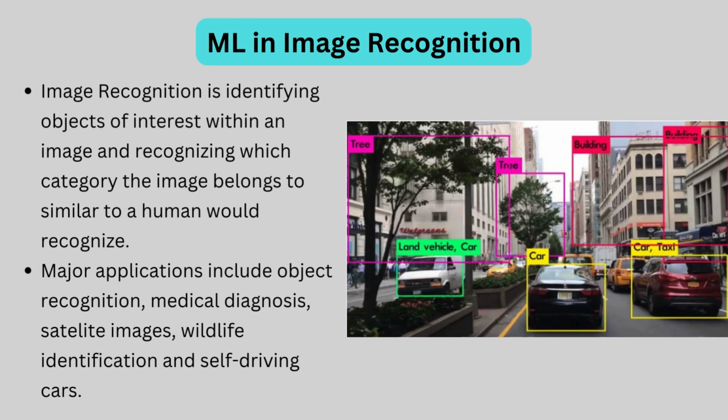And also in wildlife identification, image classification can be used in wildlife conservation to identify and track various endangered animals, so helping researchers to monitor and do their work. Right.